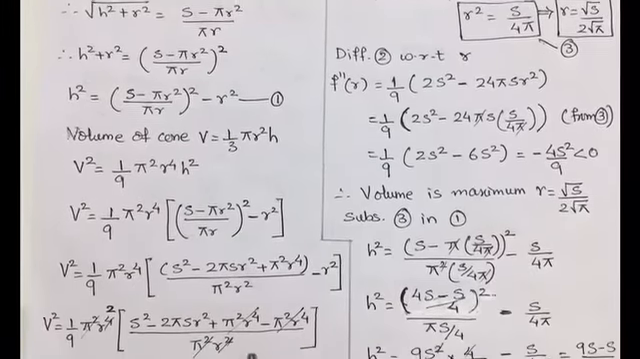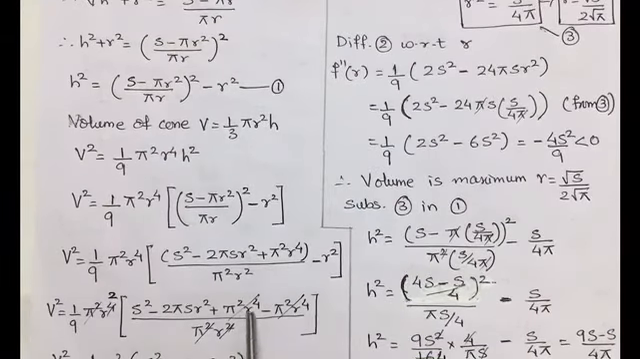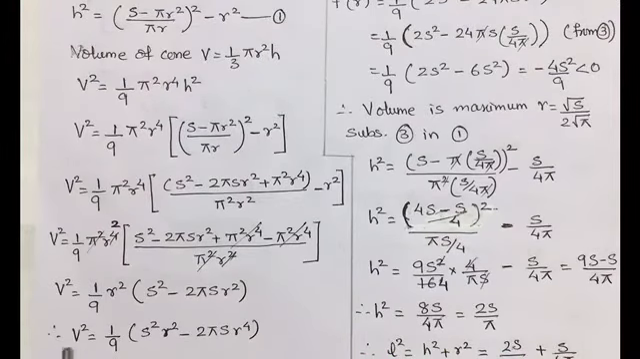Then after taking the LCM and multiplying r square with pi square r square, we get pi square r raised to 4, which cancels with pi square r raised to 4 in the expansion of this bracket. So finally, whatever is left after the cancellation, we get v square is equal to 1 upon 9 r square.